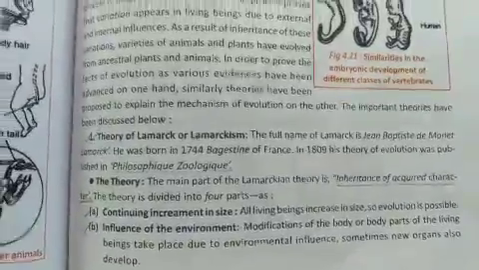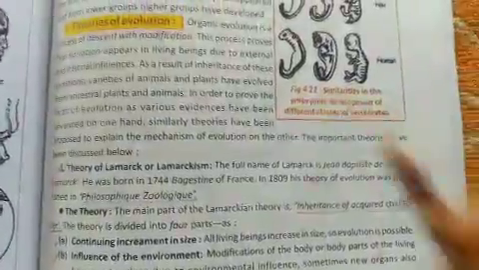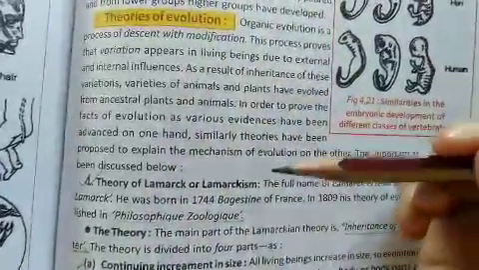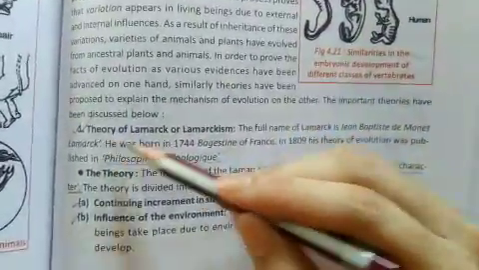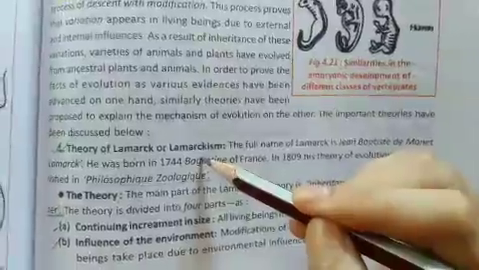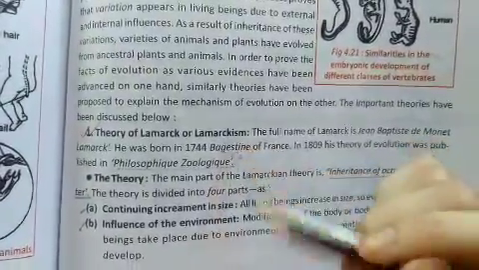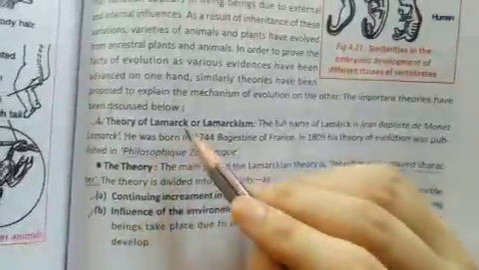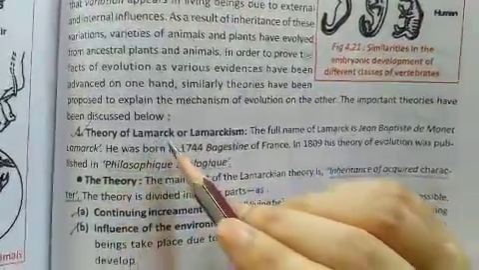Hello students, today we will discuss the theories of evolution. There are two main theories. First one is the theory of Lamarck or Lamarckism, and the second one is the theory of Darwin or Darwinism. Today we will discuss Lamarckism, or the theory of Lamarck.